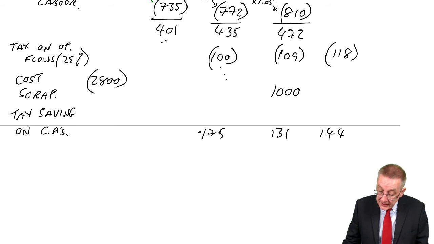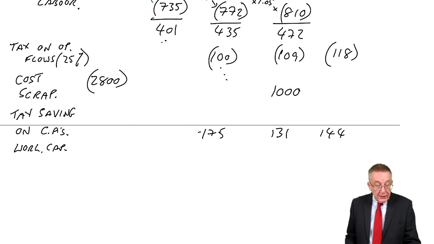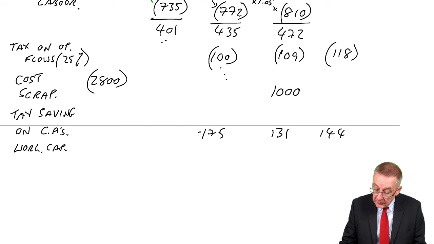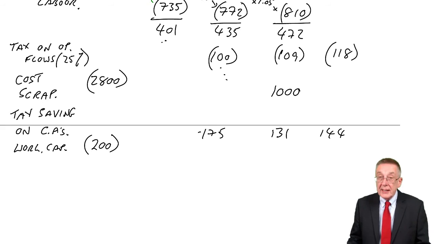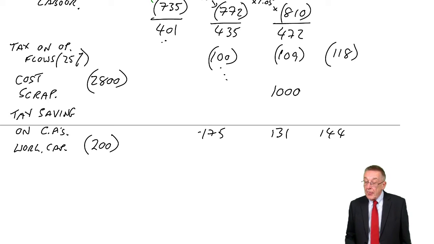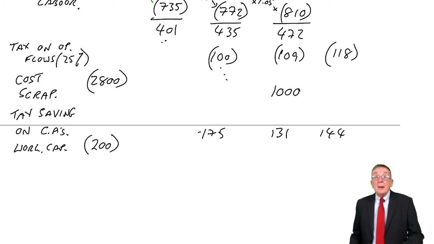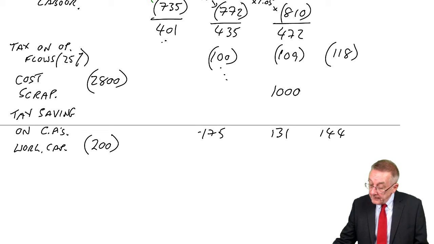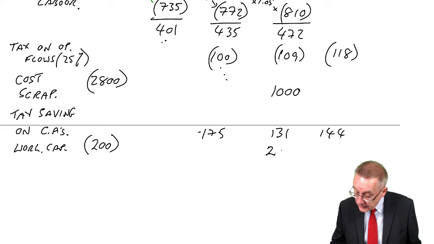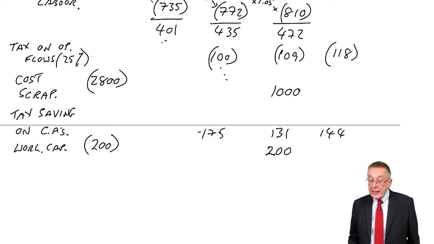Finally, is there any working capital? Yes, there is. 200,000 is required at the start of the project, so an outflow at time 0 of 200. No mention of any more needed. Well, we get the 200 back at the end of the project, time 3.